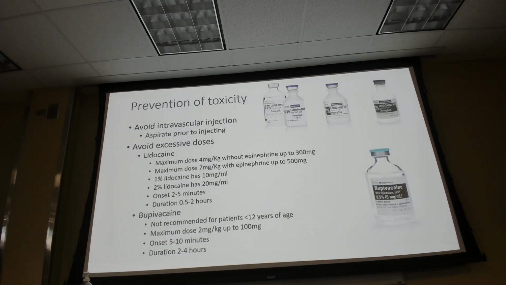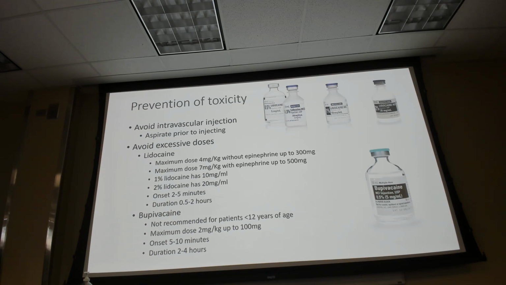So how do we prevent toxicity? Obviously, we don't want to inject these intravascularly, so it's important that we aspirate prior to any injection. And you should be doing that with everything. You guys know what that means: you need to pull the plunger back after you insert the needle, and make sure there's no blood returning into the needle. That's what we do for aspiration.